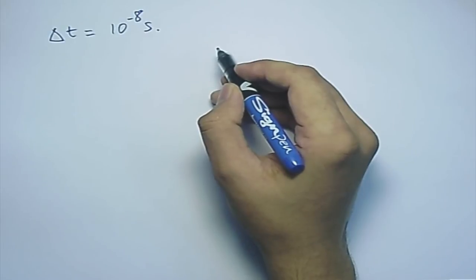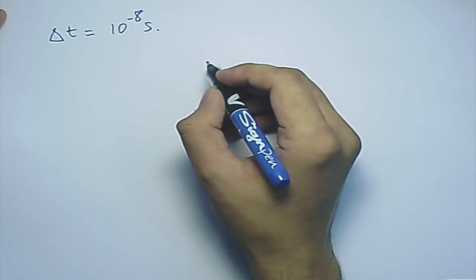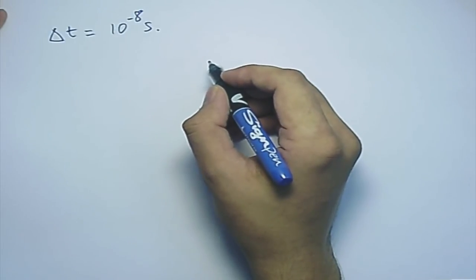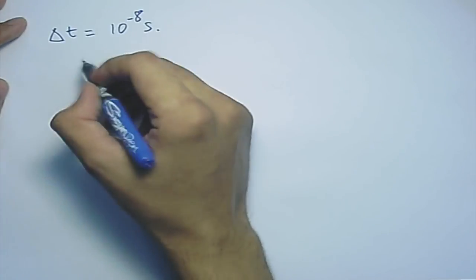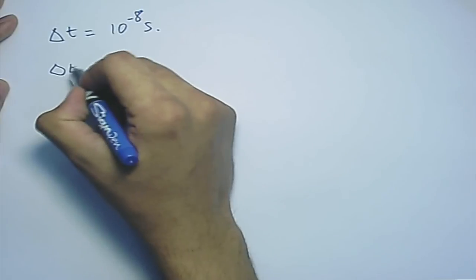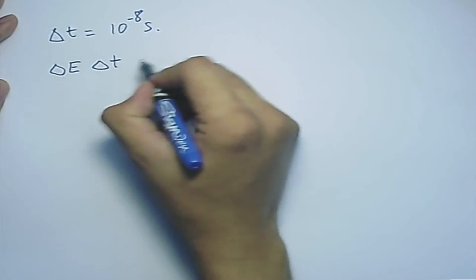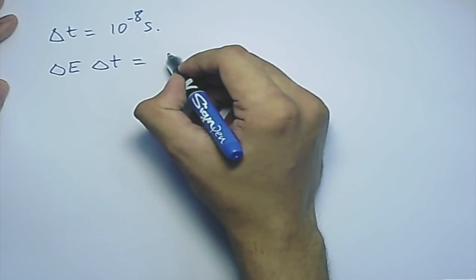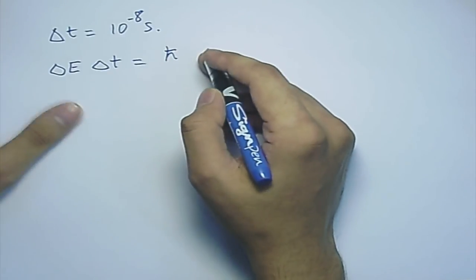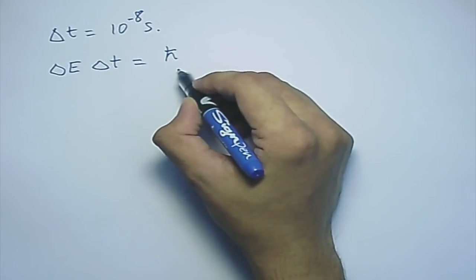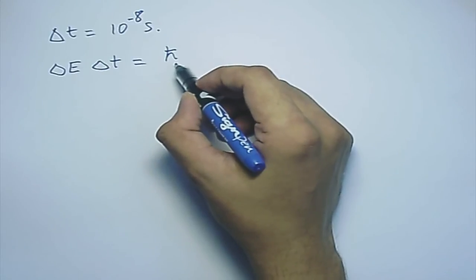All right, we know the uncertainty principle relating the uncertainty in energy and the uncertainty in time as delta E times delta t would be equal to h cross. Simply to say h cross, we'll ignore any factors of two or anything.